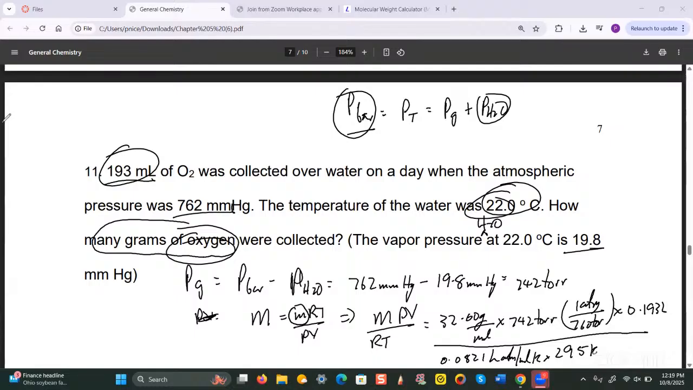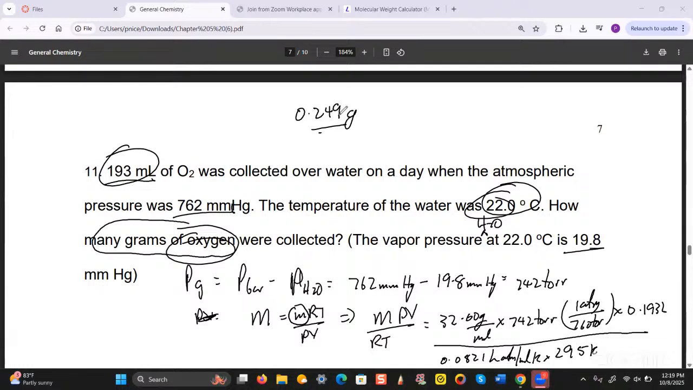So that's the setup. So it's all a matter of doing the number crunching. Running out of space here, so let me erase this top part. Okay, so let's see what is the result. 32 times 742 divided by 760 times 0.193, and then divided by 0.0821, divided by 295. And according to my calculation, the answer I got is, how many sig figs? 3 sig figs. So 0.249 grams is the answer.